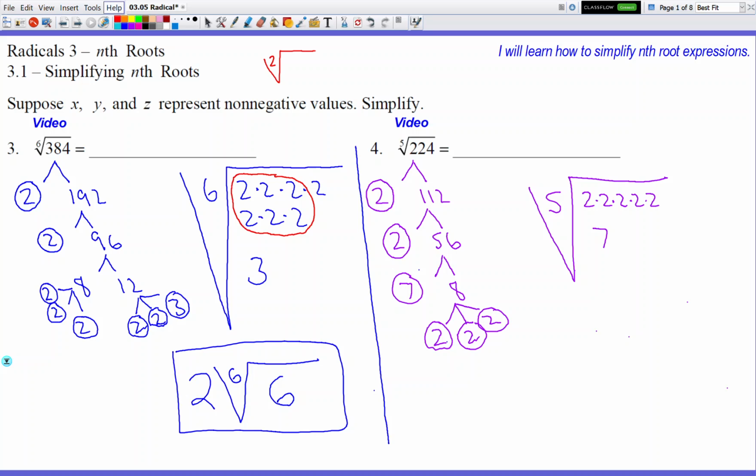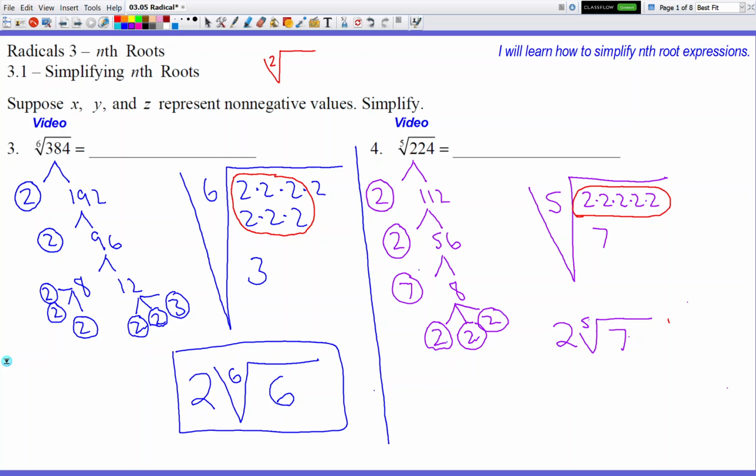So I'm going to get my red pen out, and this time, am I going to look for 6 numbers that match? No, I'm going to look for 5 numbers that match. And the reason why it's different is because I have a 5. This is a 5th root radical. So I'm going to look for 5 numbers that match. So I see 5 2s that match. Do I see 5 7s? Nope, I don't. Okay, so when I write my answer, I'm going to write 2, and then 5th root radical of 7.